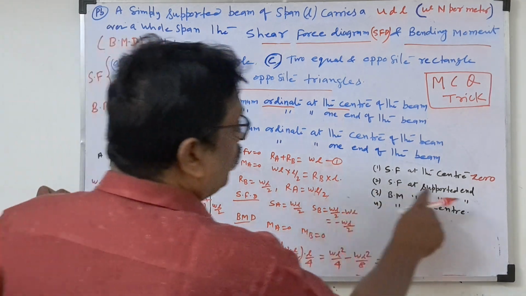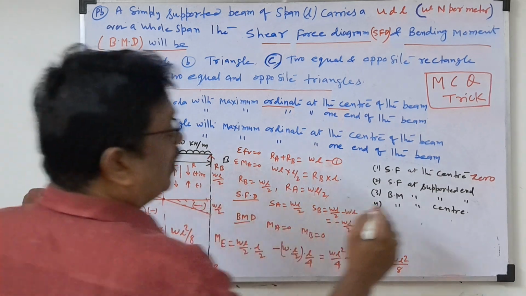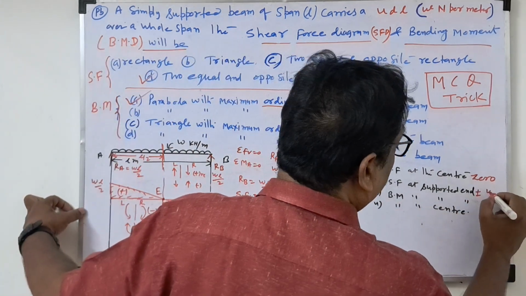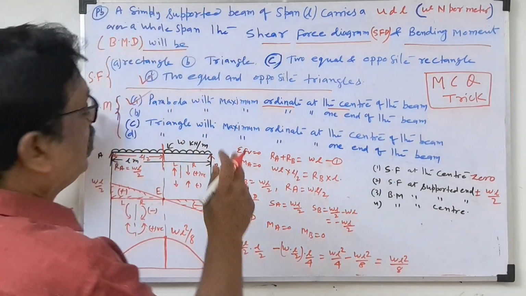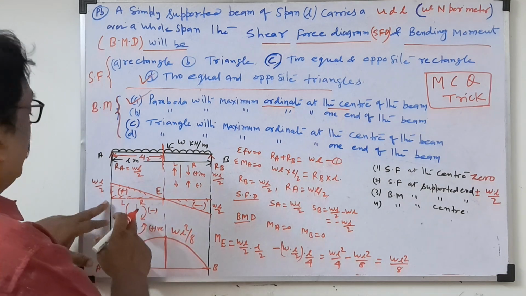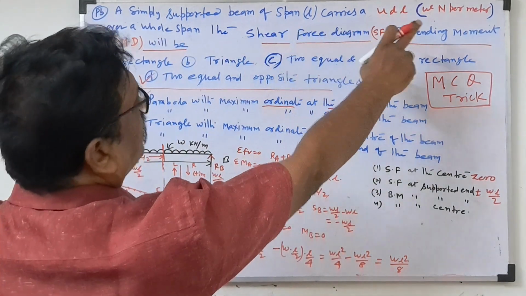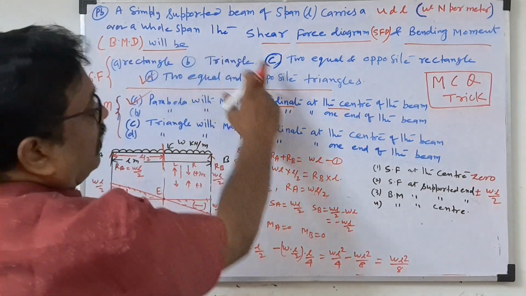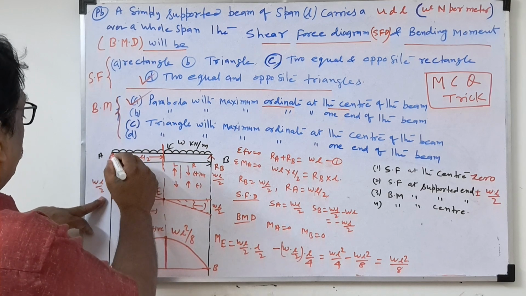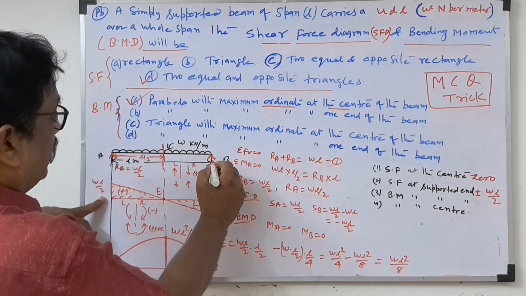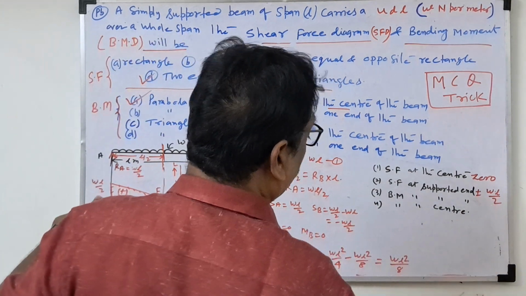Now shear force at the supported end. What is it? Plus minus WL by 2. See this answer. The same objective question they will give, with 3-4 choices. So what answer will come here? A simply supported beam of span L carries a UDL over the whole span. The shear force at the supported end will be, this is the supported end, this is known as the supported end. So shear force will be plus and minus, plus minus WL by 2.